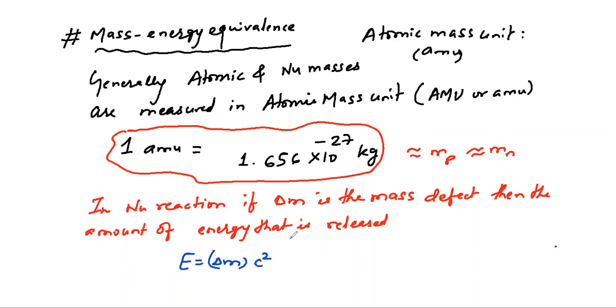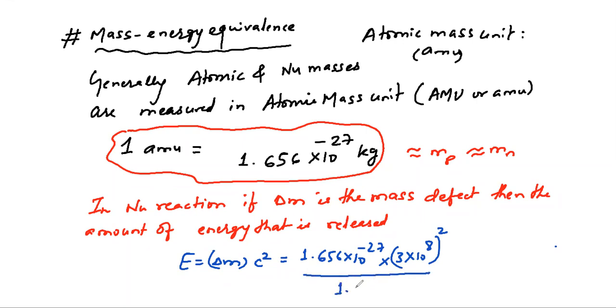So if you put all these values and multiply, the delta m value is 1.656 into 10 raised to minus 27, and c square, where c is the speed of light, that is 3 into 10 raised to 8, a whole square. You will get this in joules, and you can convert this into electron volts if you divide it by 1.6 into 10 raised to minus 19. So it will convert into electron volt.